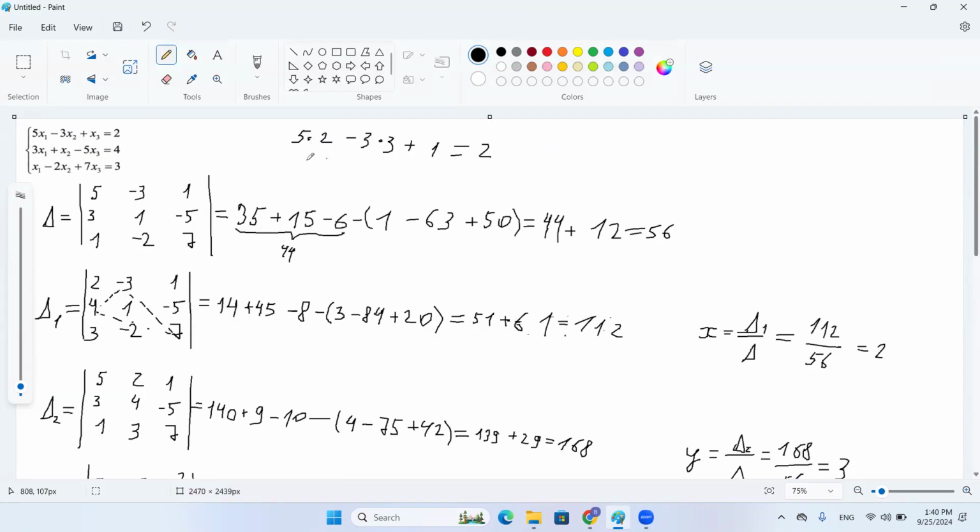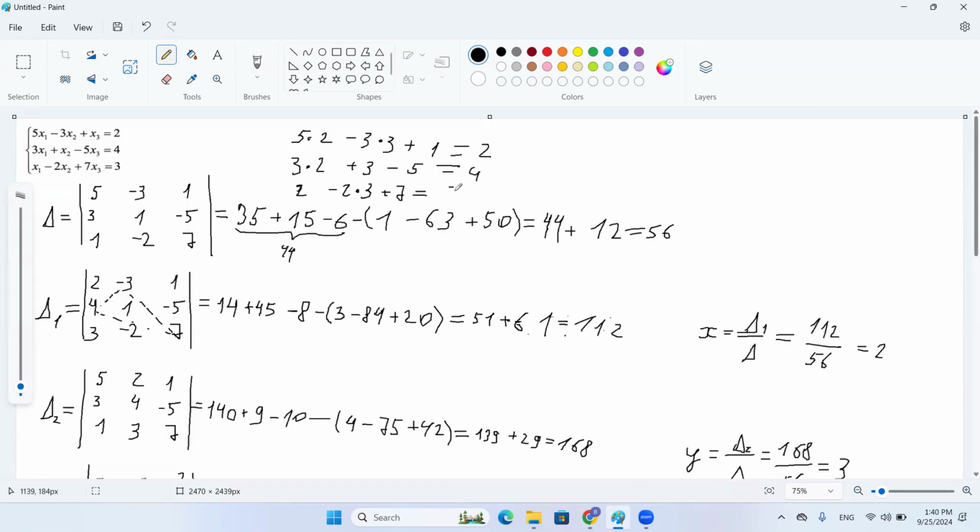Then 3 by 2 plus 3 minus 5. So 6 plus 3, so 9 minus 5 is 4. So the second equation is correct. So, 2 minus 2 by 3 plus 7.